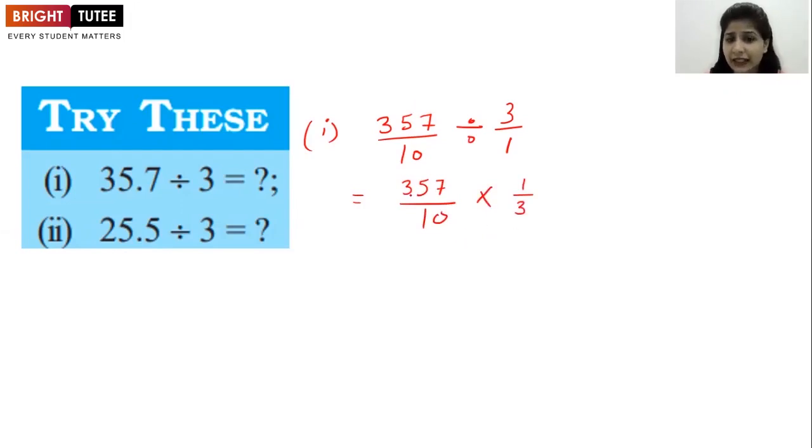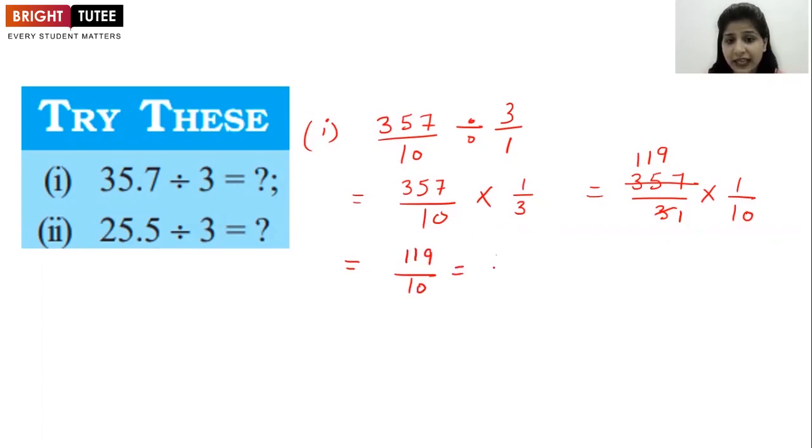Can we cancel 3 and 357? Let us just try. So I will write like this, 357 upon 3 and 1 upon 10. Yes, we can do it. 3 ones are 3, then again 3 ones are 3, 2 is left, it becomes 27, 3 9s are 27, so 119 upon 10.